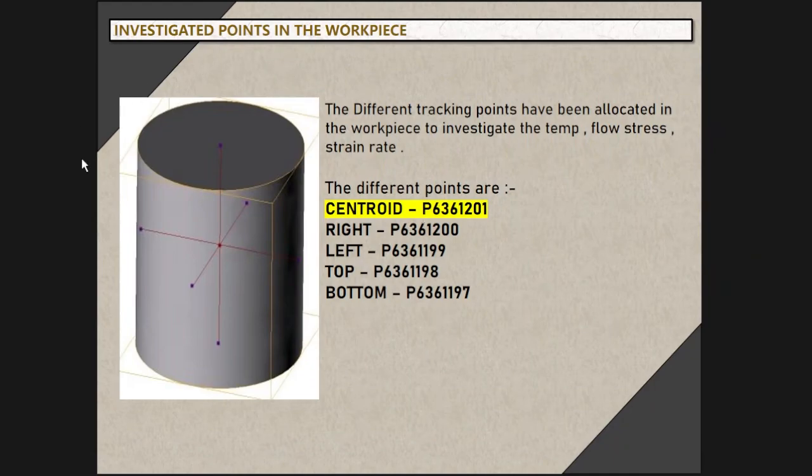Now this is the workpiece we investigated, and we chose 5 points here. Out of these 5 points, we wanted to know what is going on at the centroid of the workpiece, because we might get a hint about how defects can occur in the bulk of the workpiece at the centroid and regions surrounding the centroid. Our motive is to optimize the workpiece before it goes into actual experimentation, so that it can reduce experimentation costs for the industry.